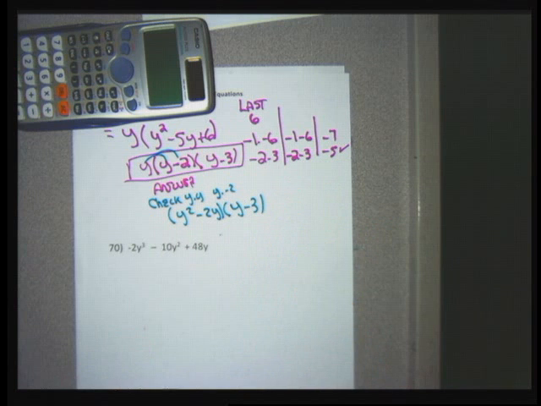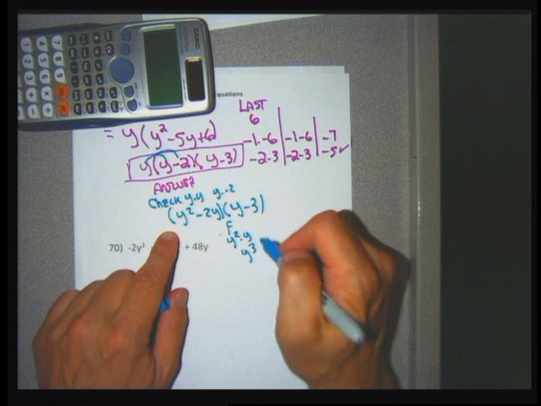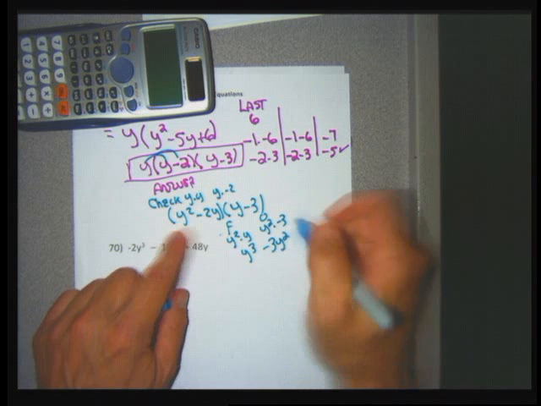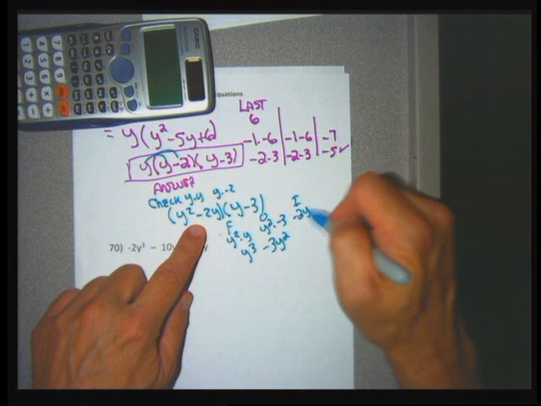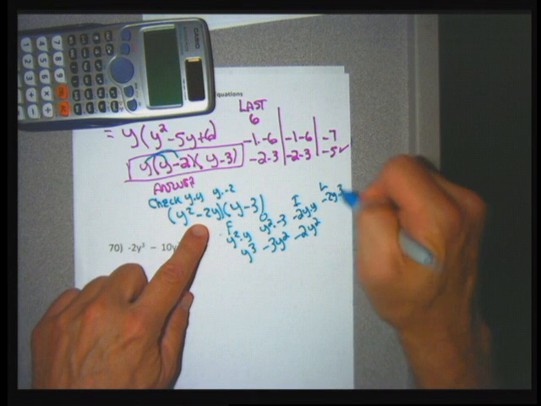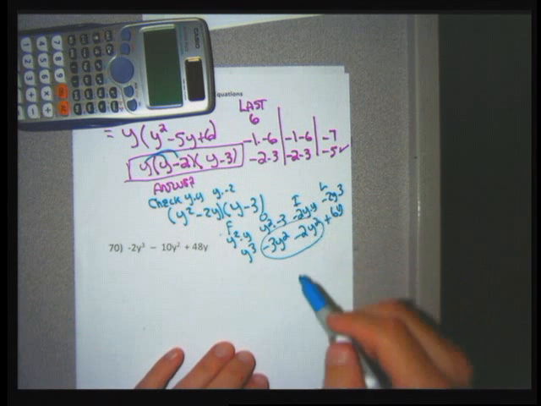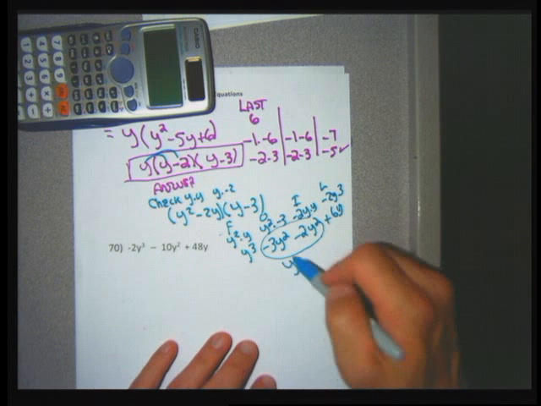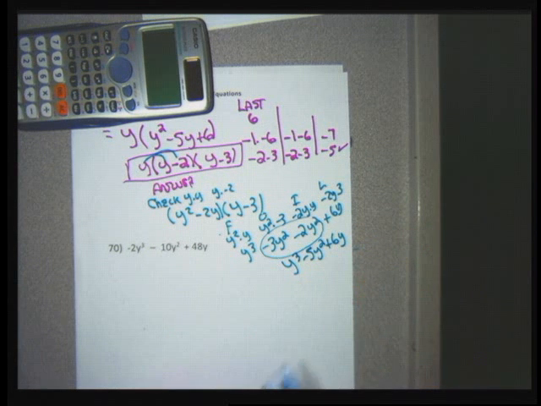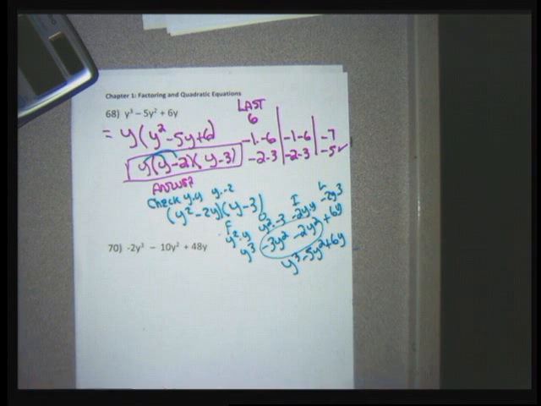Now I'm going to go into my foiling. Firsts are y squared times y, which is a y cubed. Outers are y squared times minus 3, which is a minus 3y squared. Inners are minus 2y times y, which is minus 2y squared. Lasts are minus 2y times minus 3, which is a plus 6y. These combine because they have the same letters and the same exponents. The numbers are both negative, so I'm going to add them and keep them negative. So you get y cubed minus 5y squared plus 6y, and y cubed minus 5y squared plus 6y is the original problem, so I know I've factored perfectly.